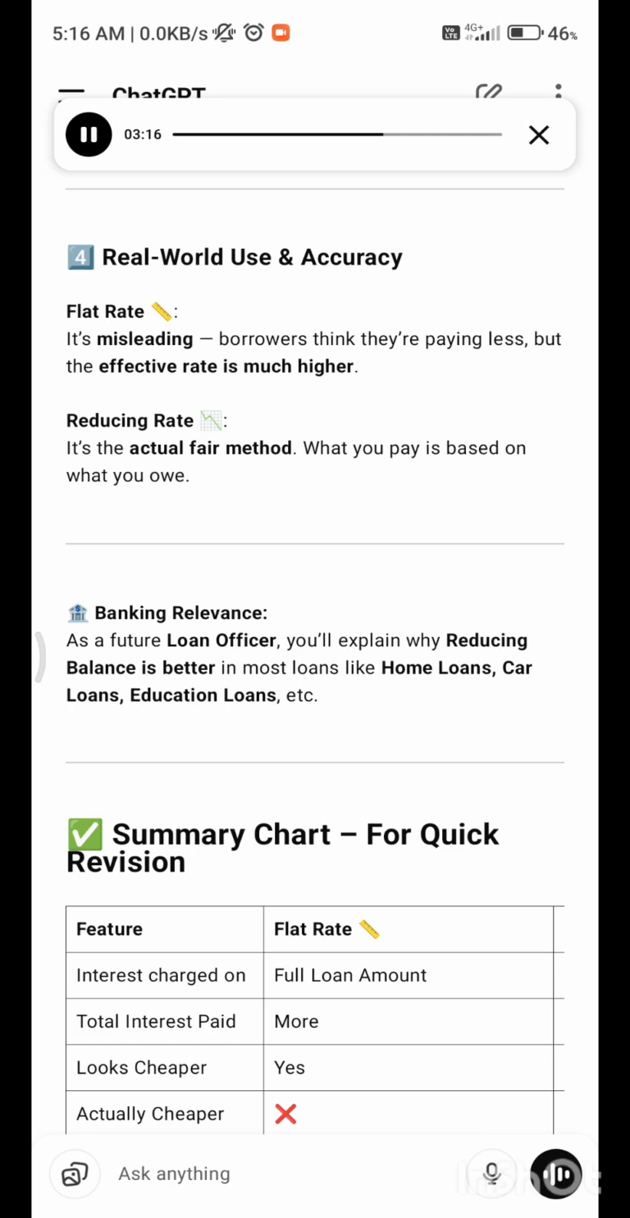Reducing rate. It's the actual fair method. What you pay is based on what you owe. Banking relevance. As a future loan officer, you'll explain why reducing balance is better in most loans like home loans, car loans, education loans, etc.